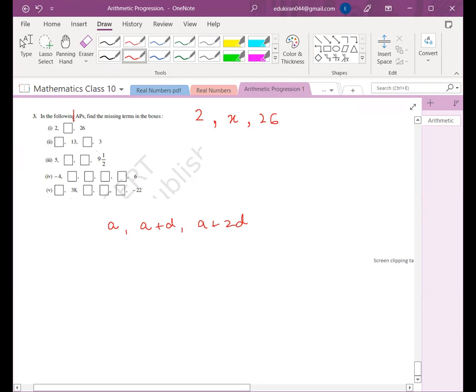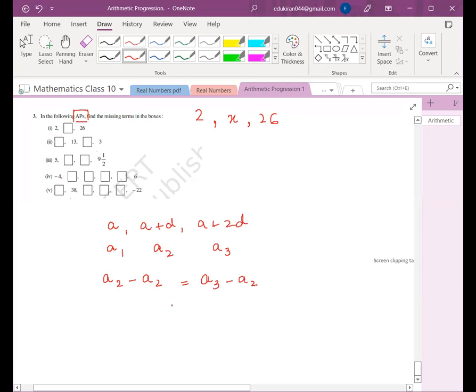Given that it is an AP, that means the difference between the terms is the same everywhere. So basically, this is my A1, this is the second term A2, and this is the third term A3. If I subtract these two, A2 minus A1, I will get D. And also if I subtract A3 minus A2, then also I'll get D. So this difference is the same.